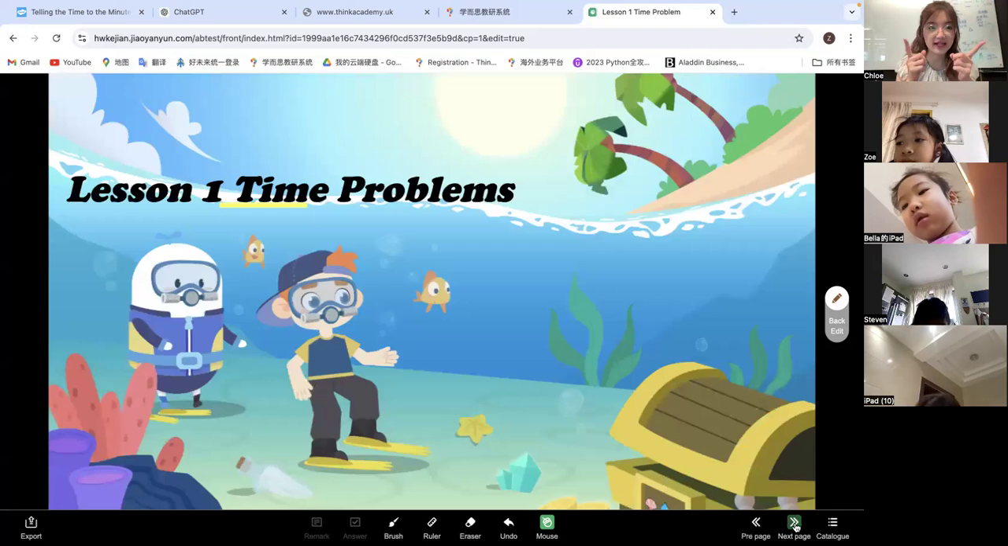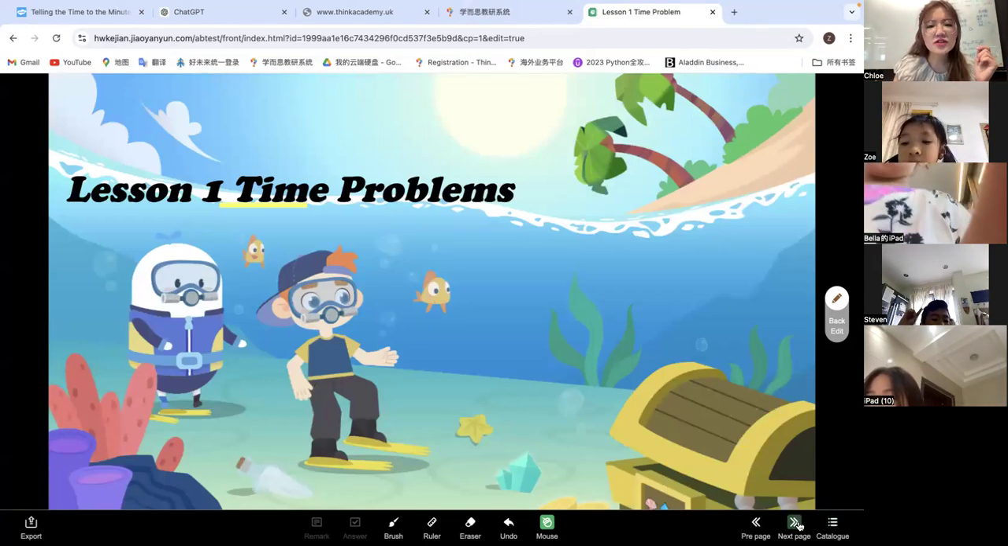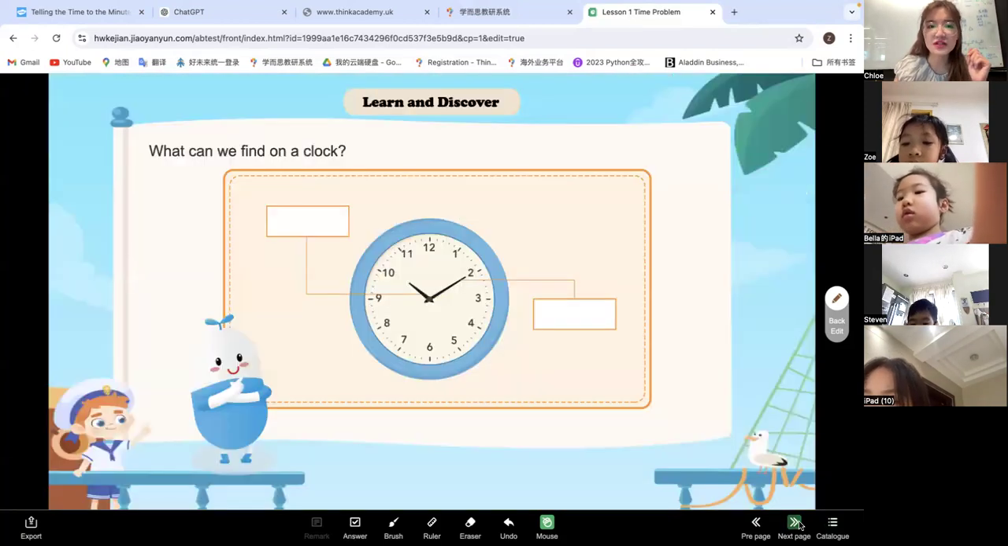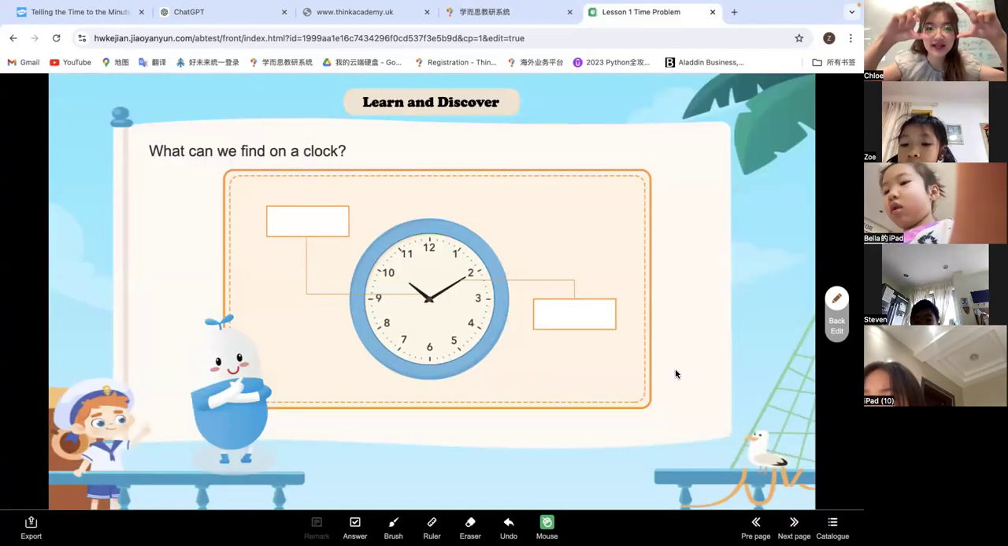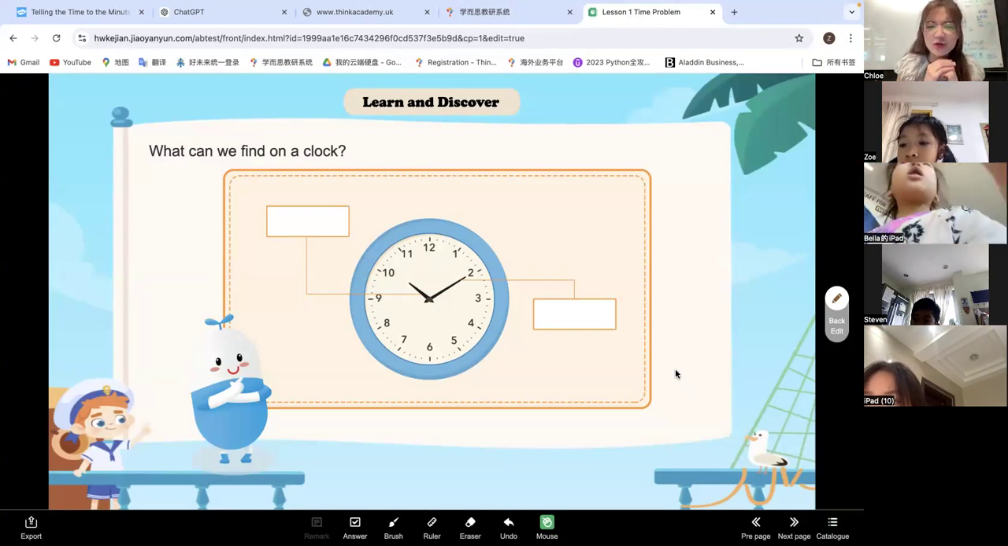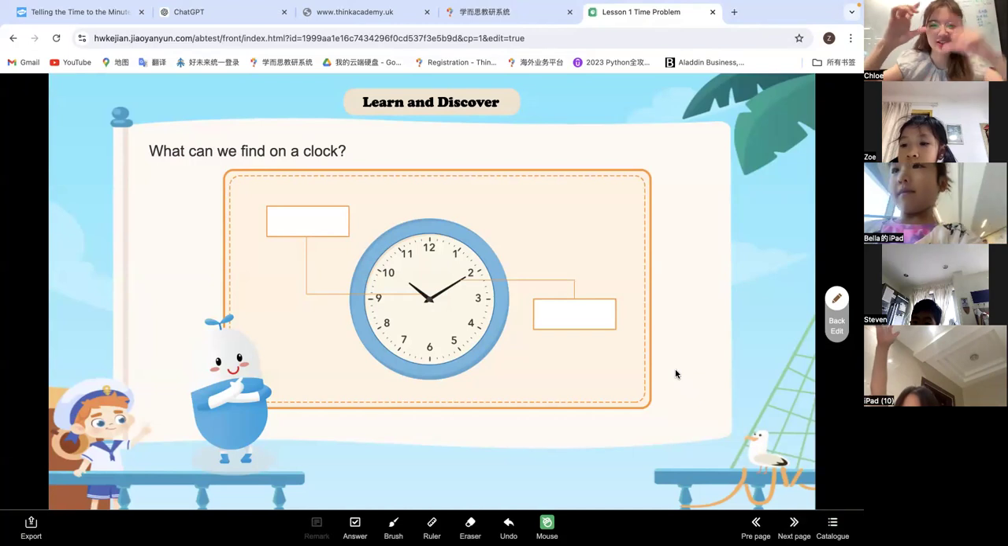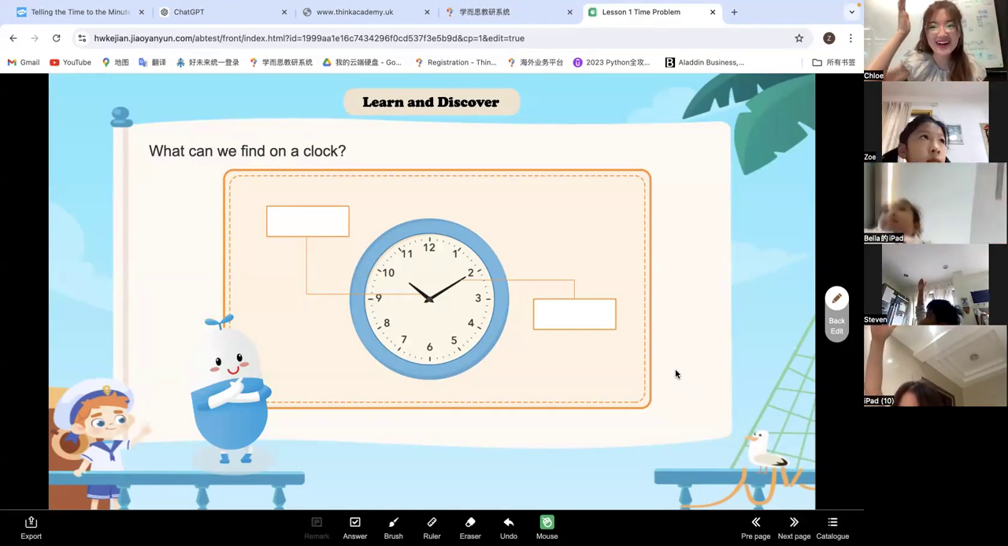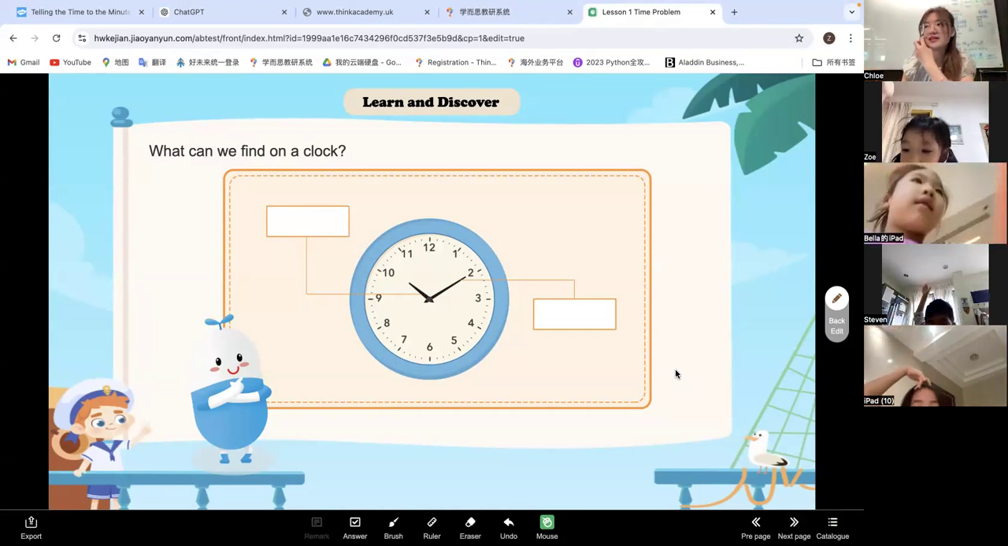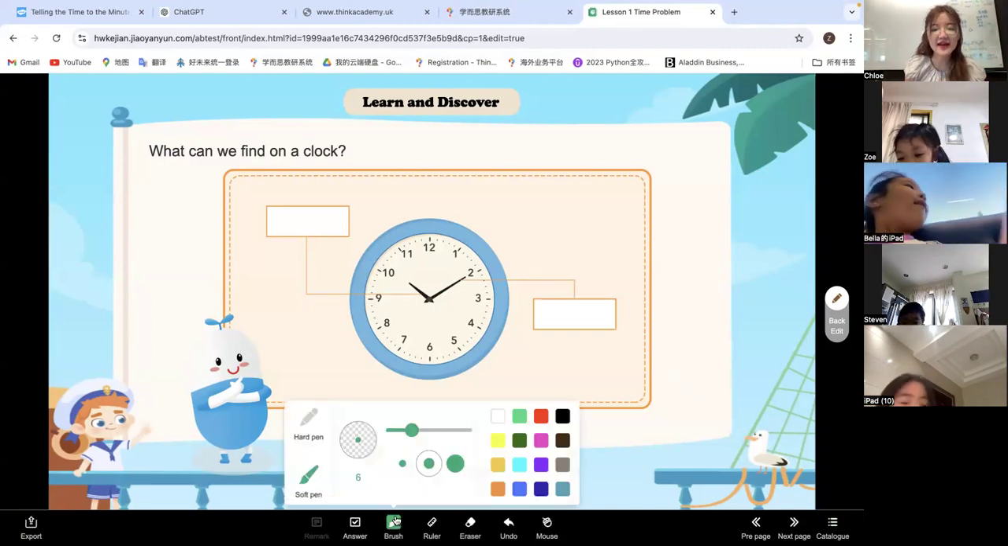So today for our lesson 1, we will talk about the time problem. For the time problem, at first, we need to know how to read the round clock. Everyone, if you have a round clock at your home, can you raise your hand? Have you ever seen a round clock? Very great, everyone. Perfect. Okay, now let's reveal. What can we see on the clock?